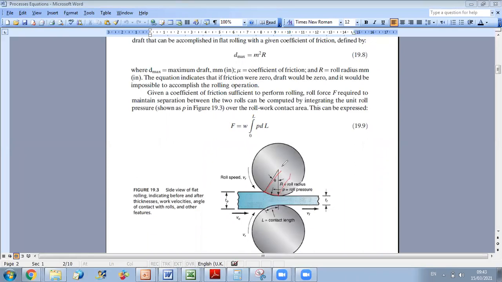Okay, so in general, for L, we have an approximation formula, which is radical of the radius of the rollers times the variation of thickness between T0 and TF. So T0 minus TF. Okay, in this way we can calculate.